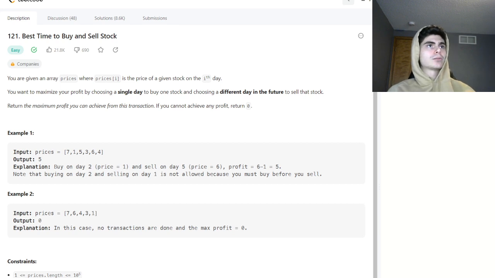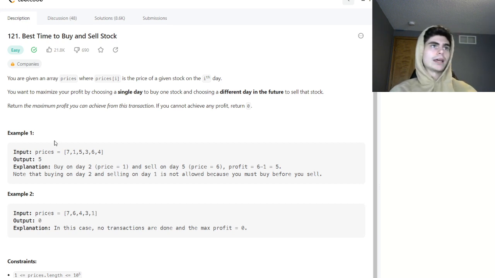You're given an array of prices where prices at index i is the price of a given stock on the ith day. You want to maximize your profit by choosing a single day to buy one stock and choosing a different day in the future to sell that stock. Return the maximum profit you can achieve from this transaction. If you cannot achieve any profit, then we'll return 0.